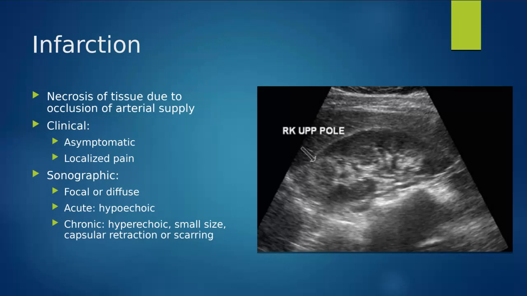And next we have infarction. So just like the spleen, we can get these little focal areas of tissue death due to lack of blood supply, usually the occlusion of that artery feeding that region. Clinically asymptomatic or localized pain. On ultrasound, depending on if it's an old or new infarction, if it's new tissue death, that tissue is going to be hypoechoic. If it's old tissue death, it's been dead for a while, it's going to be hyperechoic, small in size. You could see some areas of scarring. So this would be a chronic infarction right here. Hyperechoic, small in size, starting to retract a little bit.